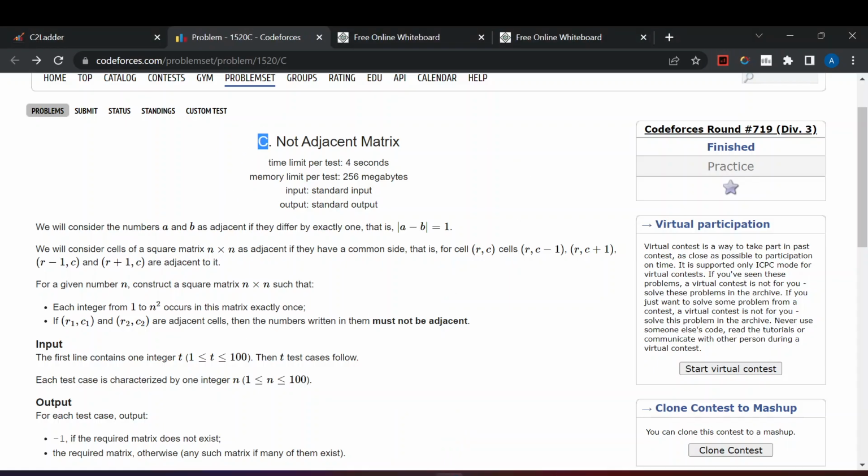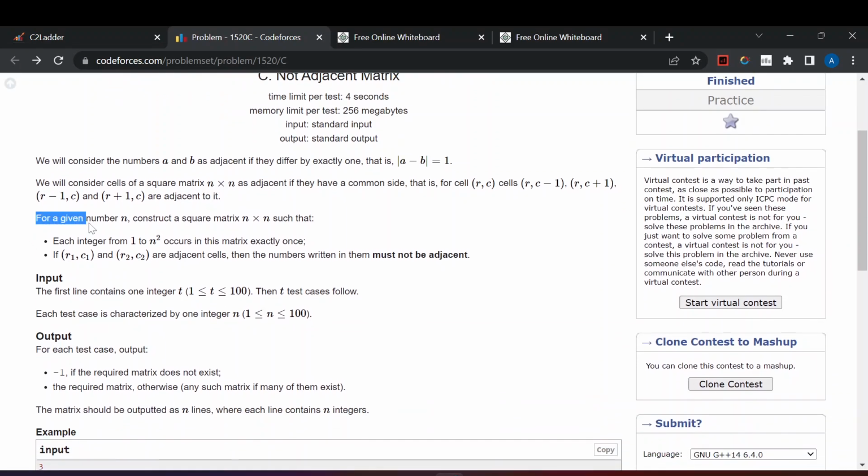So today I am solving this question, not adjacent matrix, in which A and B are considered to be adjacent if the difference between them is 1. So it means the absolute value of the difference is 1, and we will consider a square matrix of n into n. The cells are adjacent if they have a common side. For example, if a cell is represented by r comma c, the cells represented by r comma c minus 1, r comma c plus 1, r minus 1 comma c, r plus 1 comma c are adjacent to it.